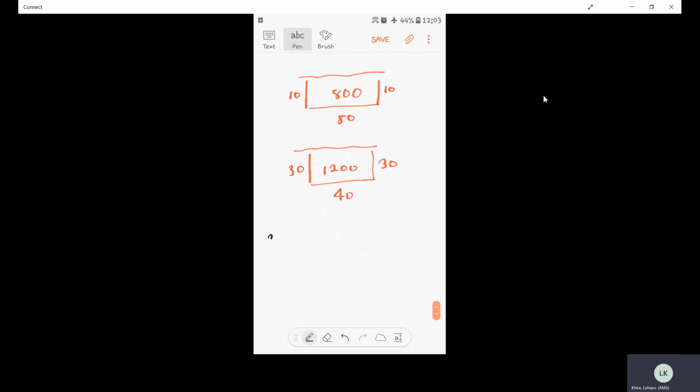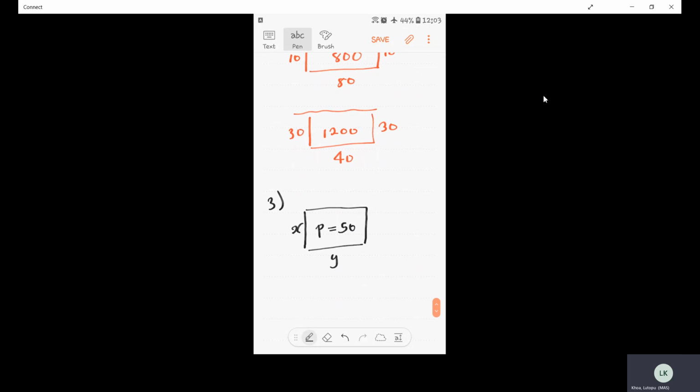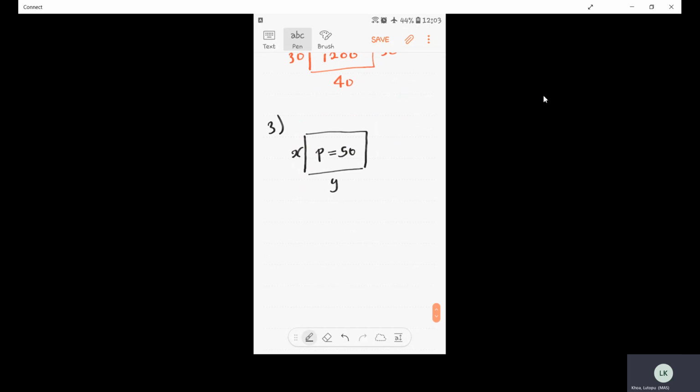And number 3. With this one, you are told that a rectangle has a perimeter of 50 meters. We have to find the length and the breadth which gives the maximum area. So you have a rectangle. This is your rectangle. And we are told that its perimeter is equal to 50. And what we want to do is work out the maximum area.